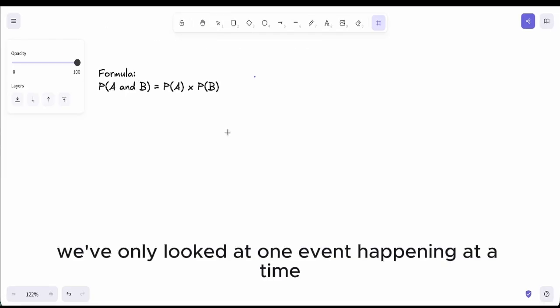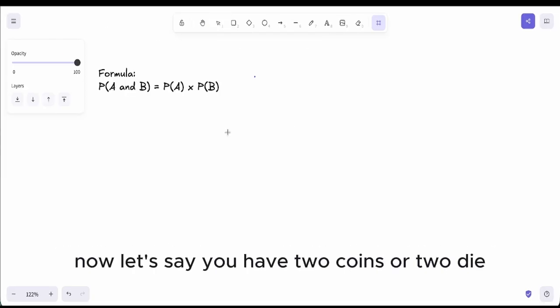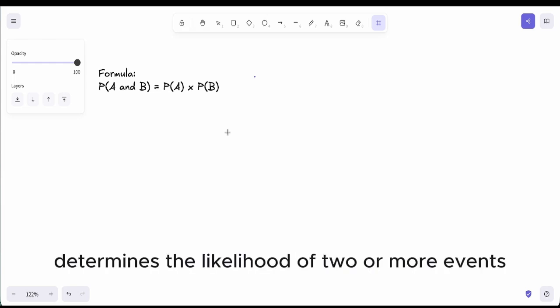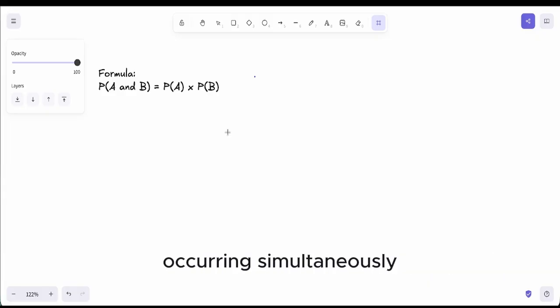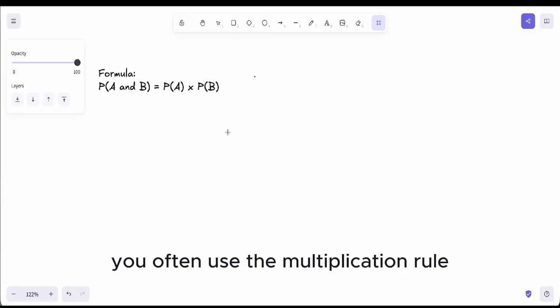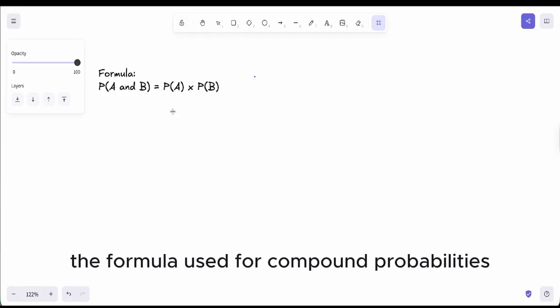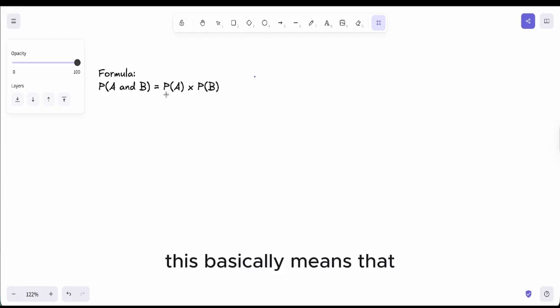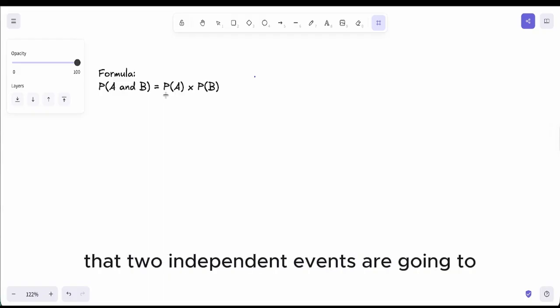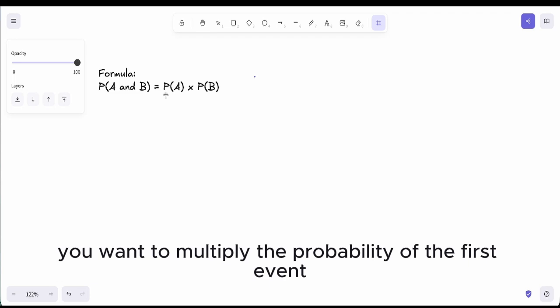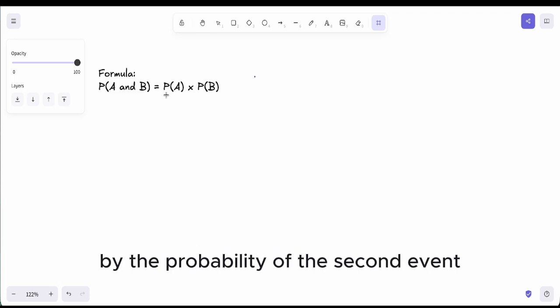So far, we've only looked at one event happening at a time. Now, let's say you have 2 coins or 2 dice. What would this affect? Compound probability determines the likelihood of 2 or more events occurring simultaneously. You often use the multiplication rule. If events stay independent, multiply their probabilities. Independent means one event does not change the outcome of the other. The formula used for compound probabilities looks something like this. This basically means that to find the probability that 2 independent events are going to occur simultaneously, you want to multiply the probability of the first event by the probability of the second event.